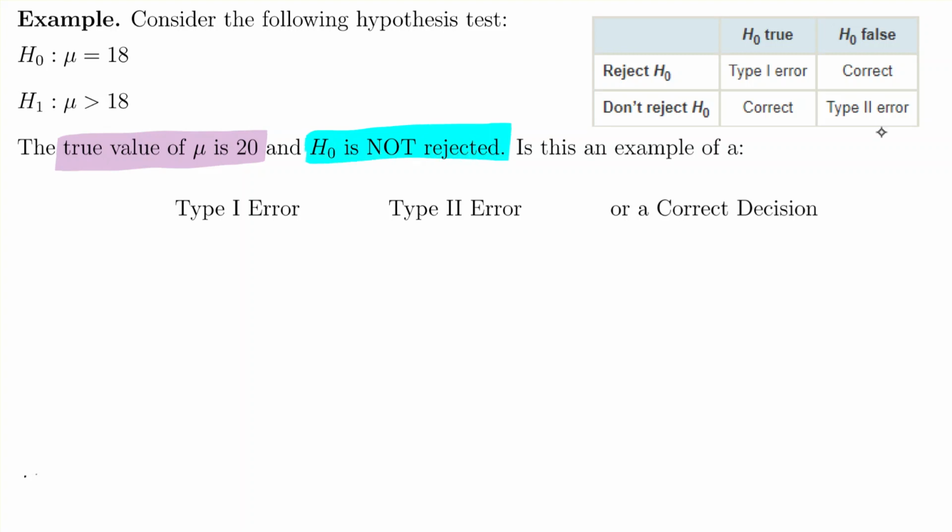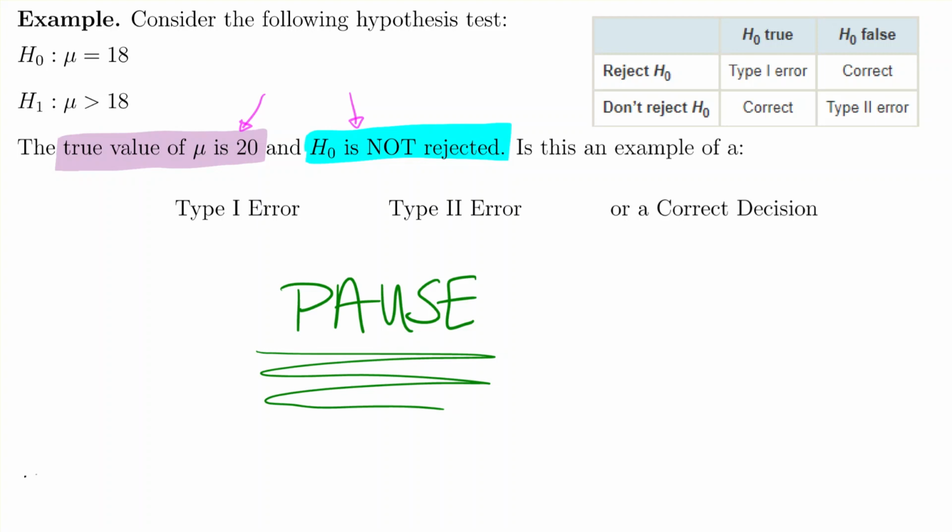Now based on these two pieces of information, and our table here that categorizes different types of errors, identify whether this hypothesis test and result is an example of a type 1 error, type 2 error, or a correct decision. I would encourage you to pause the video right now and, using this table, think through this. Unpause to check your work.